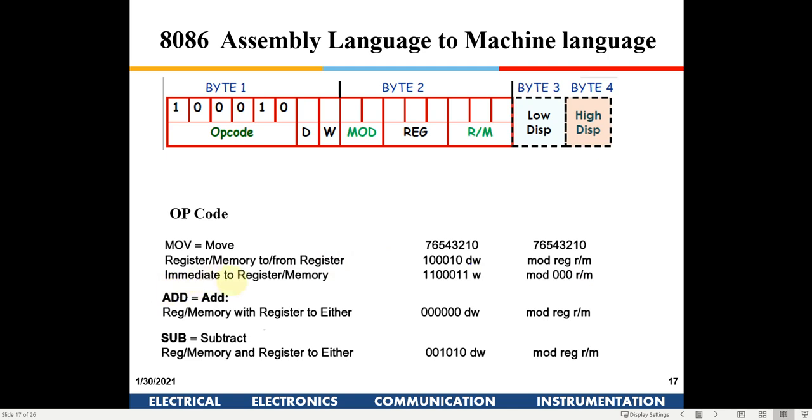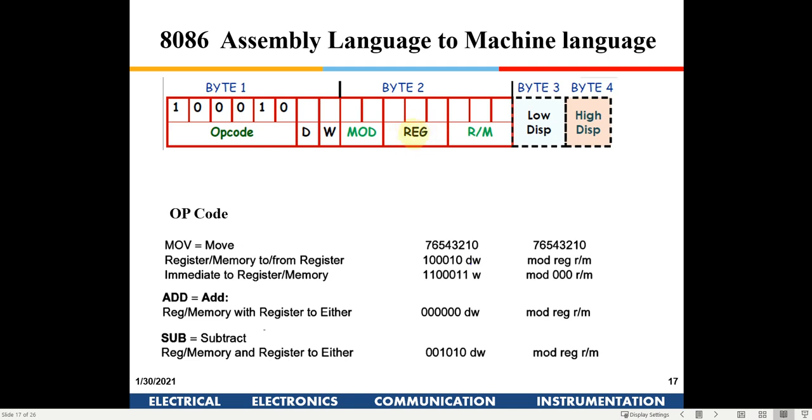Now, when we are doing an immediate to register or memory, that is, if we are going to give a value, in that case that value will come here. Whatever value we are going to move into the register will come here. It's only three bits, but I'll tell you how that works. Here we are going to write something which will indicate that the value should come from here. That is how it is going to be done. It will be clear in the next slide.